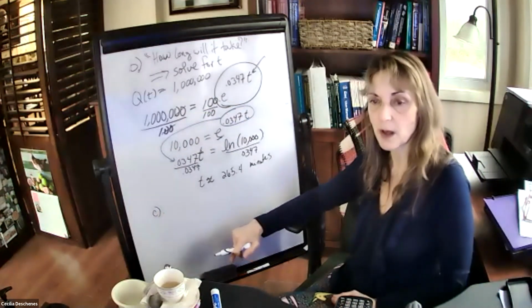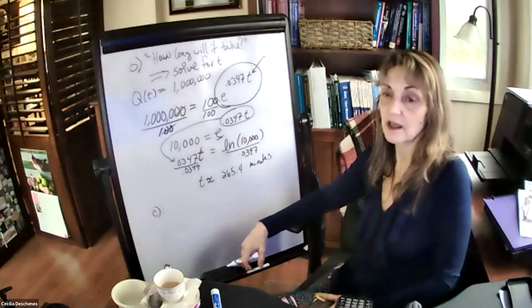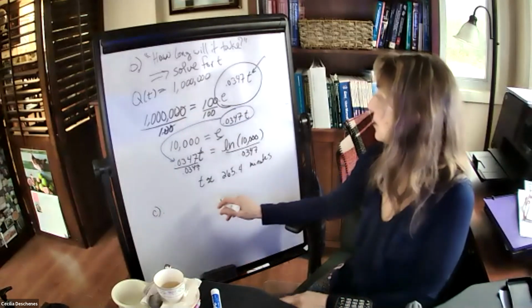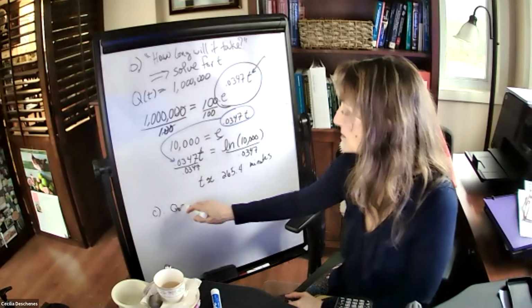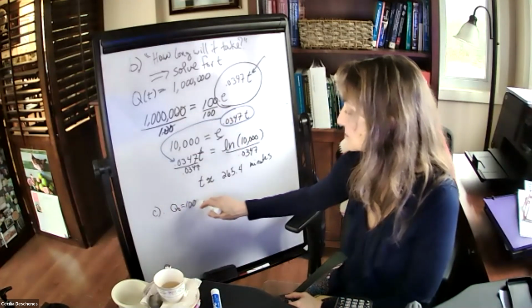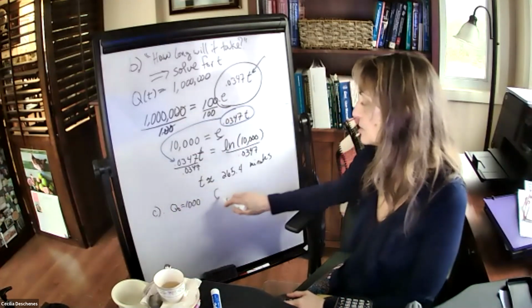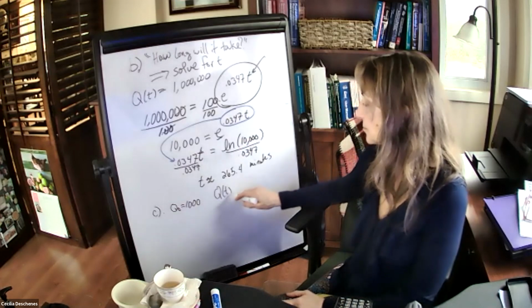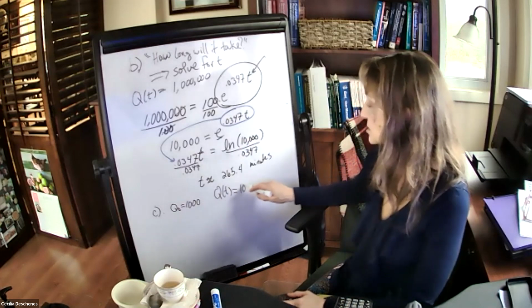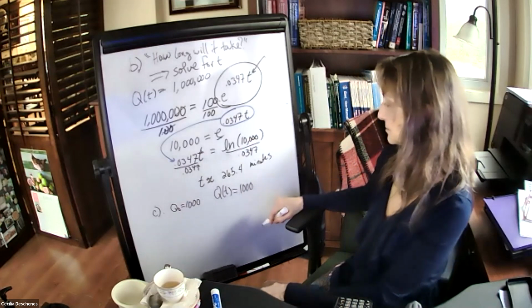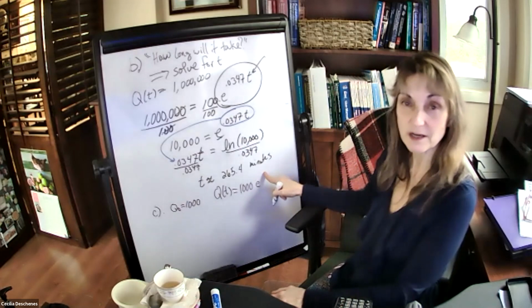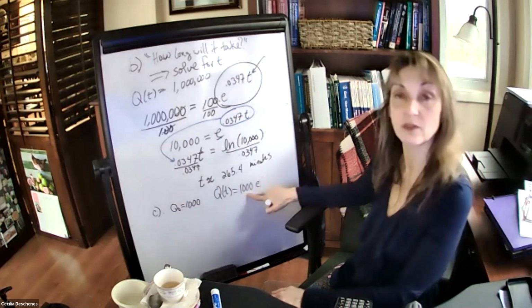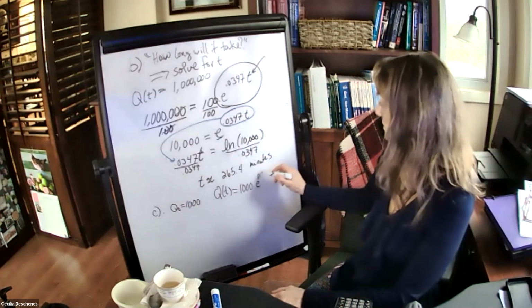Okay, so if the initial cell population was 1,000, how does this change our model? Well, very simply. If Q naught is 1,000, all it's asking you to do is rewrite the model with a different Q naught. So it's just 1,000 E. It doesn't alter the rate constant. The rate constant stays the same regardless of what the initial quantity is.